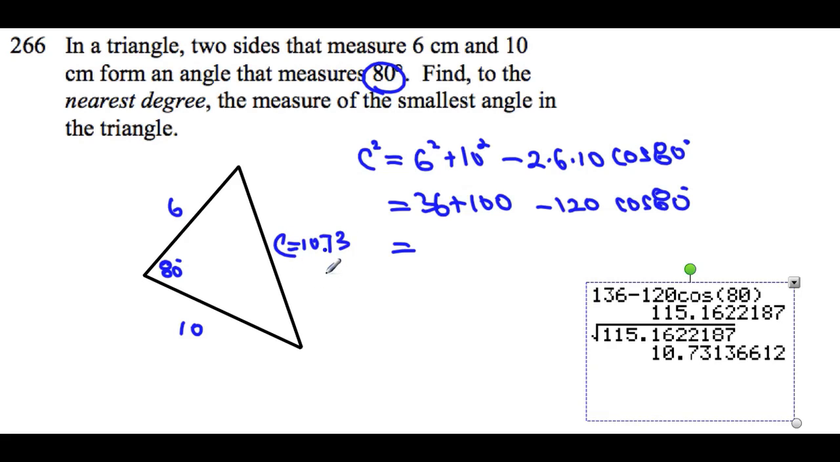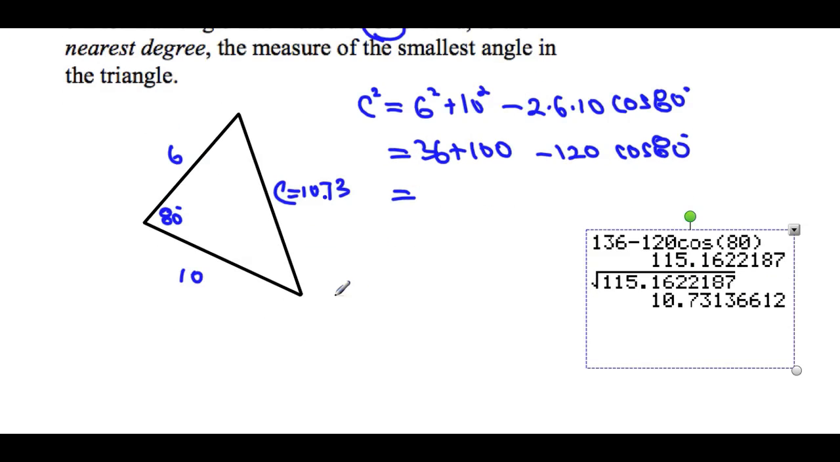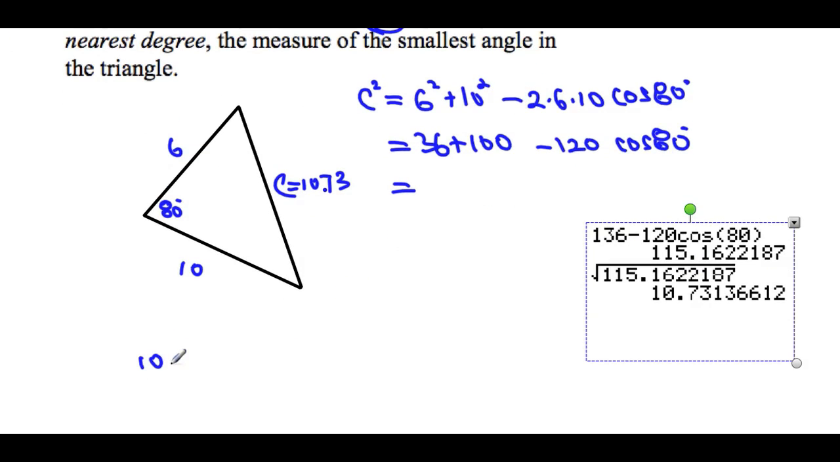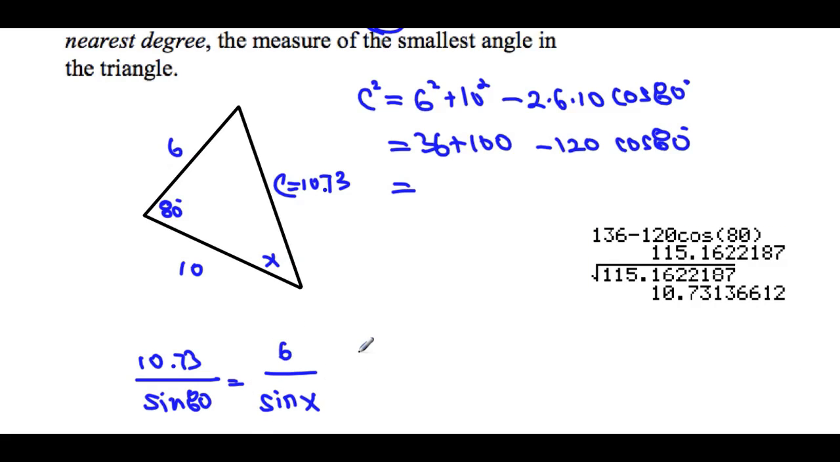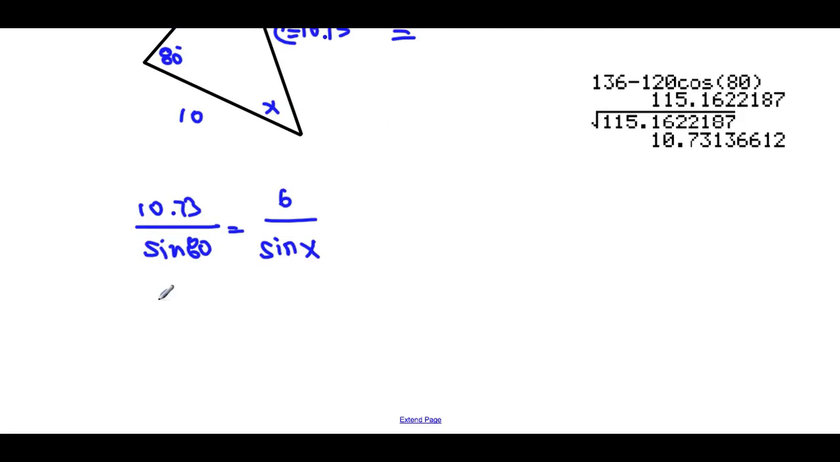Then now to find out, obviously the smallest side is 6, so therefore opposite of that will be the smallest angle. Then we have to use the law of sine to calculate the rest. Here we get 10.73 over sine of 80 must be equal to, let me just call this one x, 6 over sine of x. Alright, then we can cross multiply, we get 10.73 sine of x must be equal to 6 times sine of 80, and divide by 10.73.